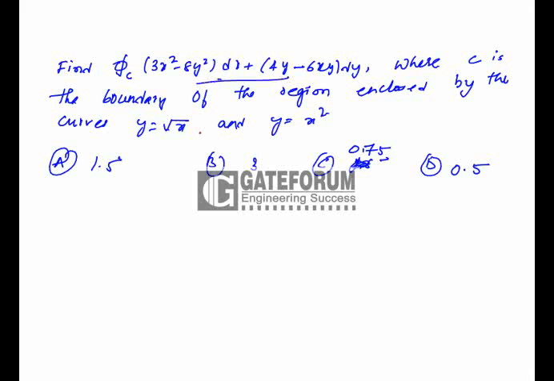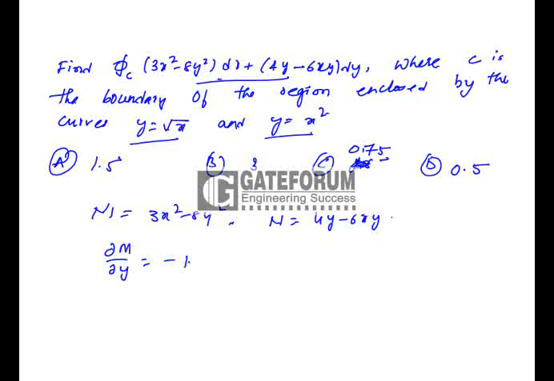Value of the integral whose boundaries are enclosed by the region y is equal to root x and y is equal to x square. Now M is given as 3x square minus 8y square, and N is given as 4y minus 6xy, and dou M by dou y is nothing but minus 16y, and dou N by dou x is nothing but minus 6y. So we can use Green's theorem here to solve.